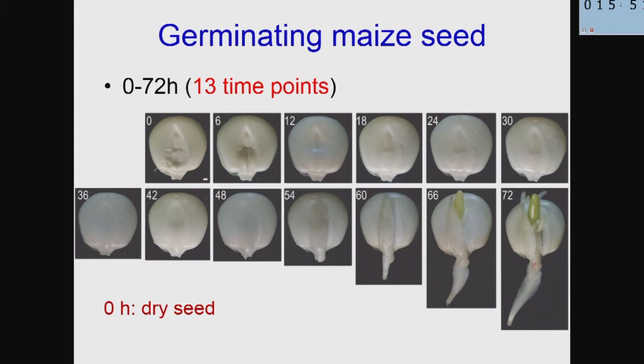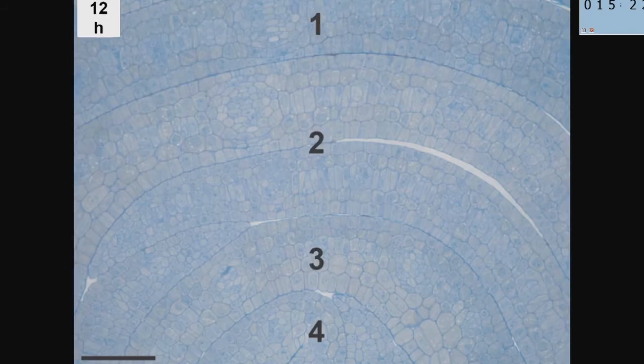So we use maize, and during germination, we start with a dry seed. That's important because I want to use it as a reference. Then you put it in water, and we take the transcriptome every 6 hours until 72 hours. And here is the anatomy. In the dry seed, the first leaf already has some rudimentary Kranz anatomy.